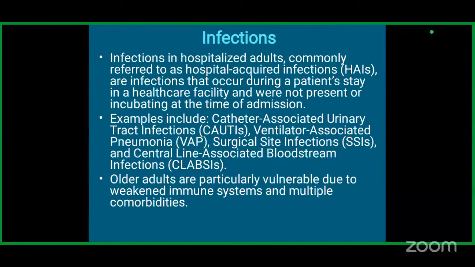Another topic that is gaining so much importance nowadays in hospitals is infections in general. Infections in hospitalized adults, commonly referred to as hospital-acquired infections, are infections that occur during the patient's stay in a healthcare facility and were not present or incubating at the time of admission. Examples include catheter-associated urinary tract infection, which we are going to take in detail because it's one of the never events that should never occur in a hospital, ventilator-associated pneumonia, surgical site infection, central line-associated bloodstream infection, and others. Older adults are particularly vulnerable due to weakened immune response and multiple comorbidities.